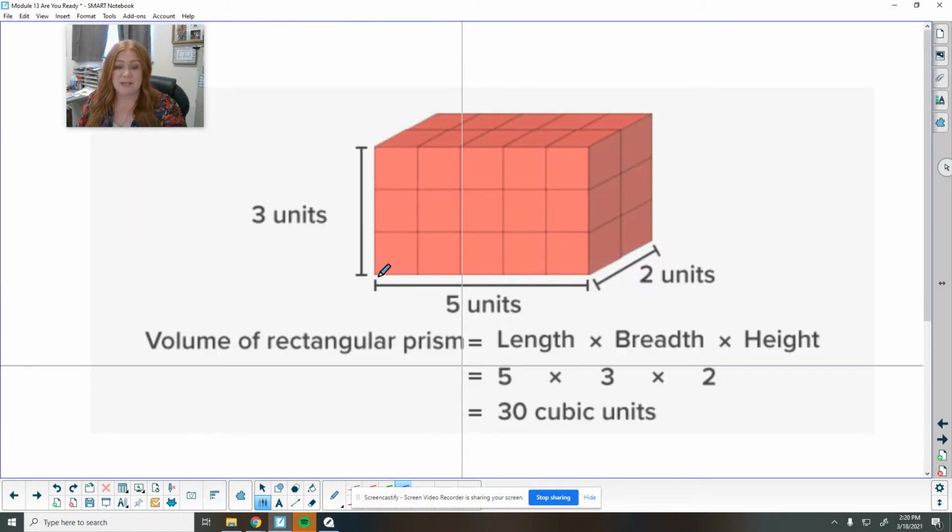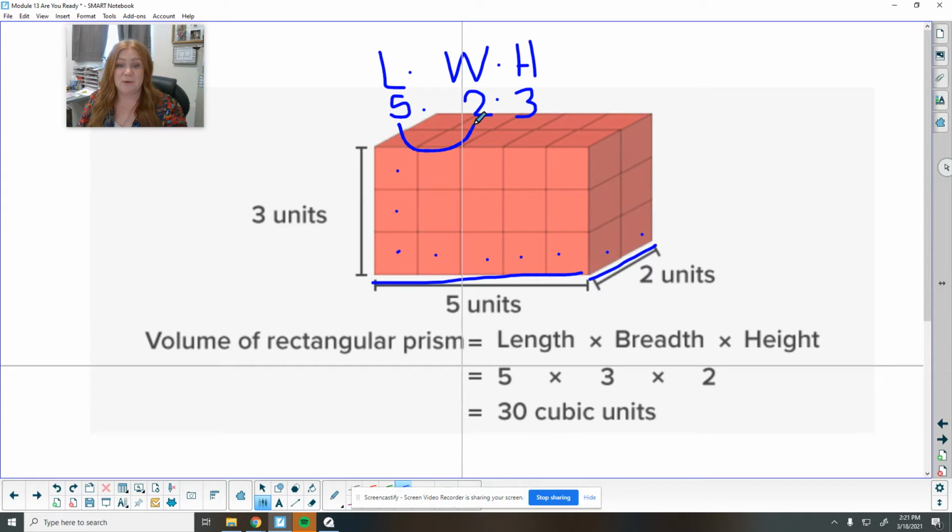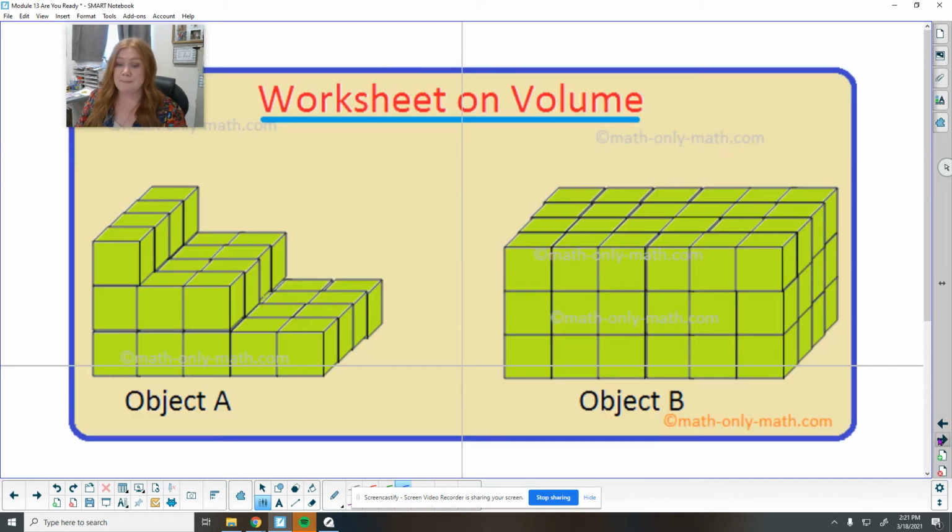So let's try this one here. Remember, we're doing length times width times height. So go ahead and identify the length. Our length is 5, which we can count here, 1, 2, 3, 4, 5, if it doesn't give you that. Our width goes back 2 units, and our height goes up 1, 2, 3 units. 5 times 2 is 10, times 3 is 30 units cubed, or cubic units.